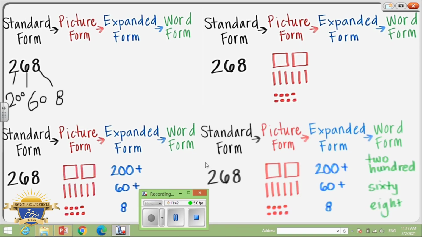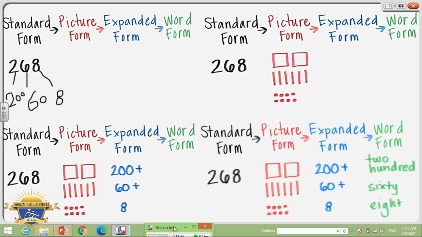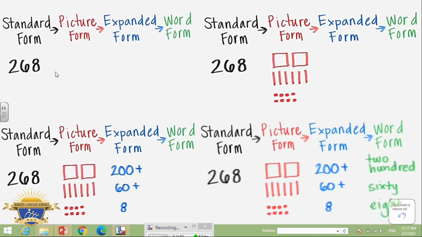Finally, the word form. We said it's the number in letters. 268. Okay, let's take another example.